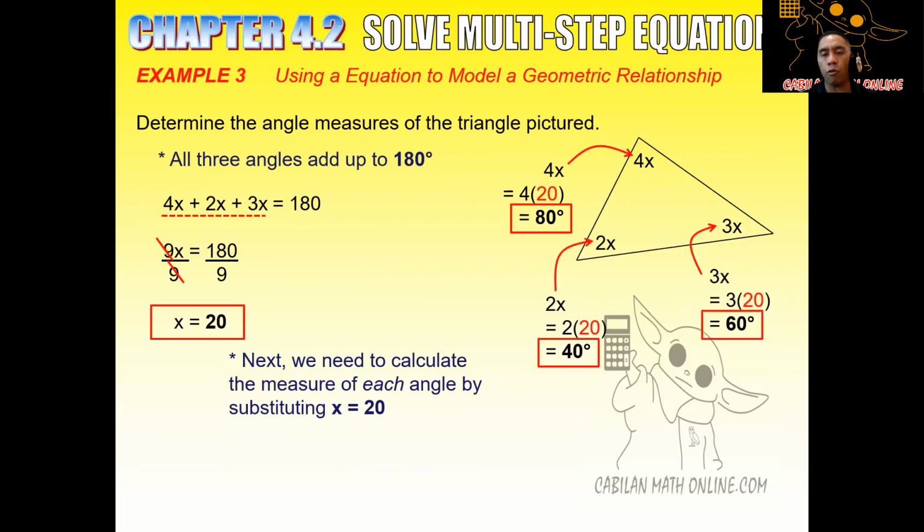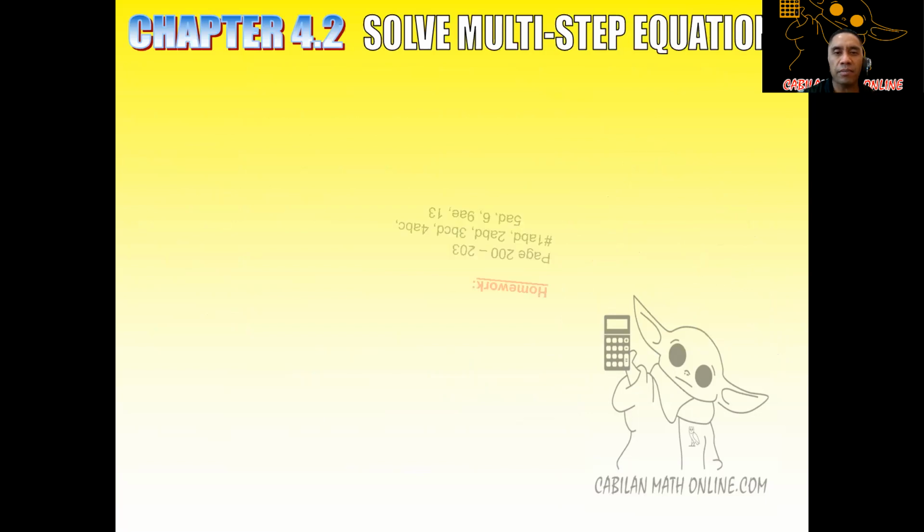Now, just to do an informal check to make sure we're correct, remember that all 3 angles inside the triangle add up to 180. So 80 plus 40 is 120. 120 plus 60 is 180. So that's how we know our answer is indeed correct.